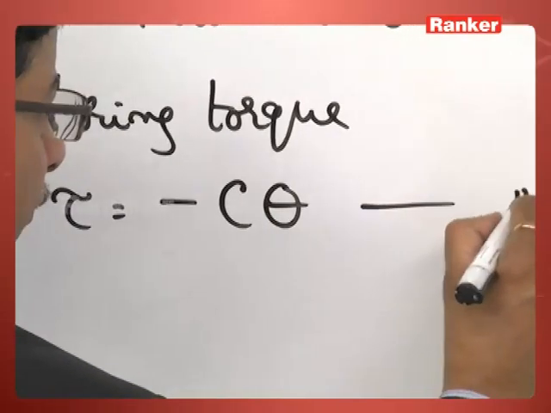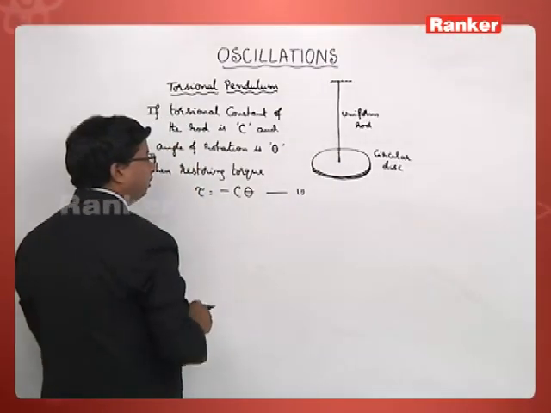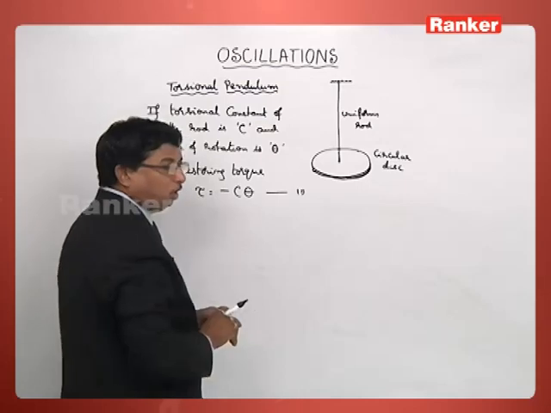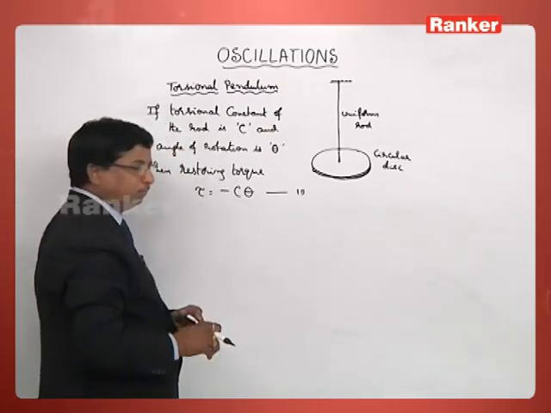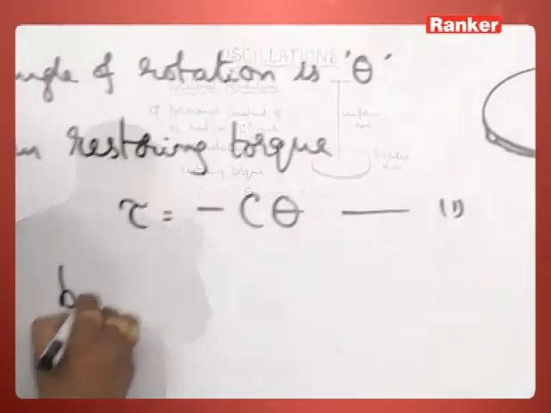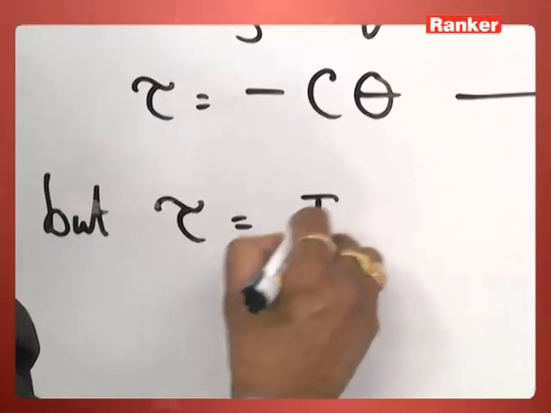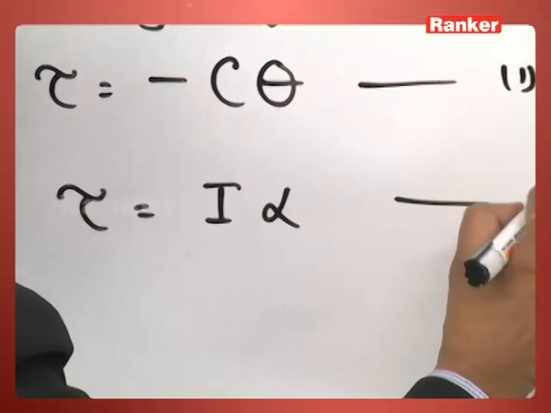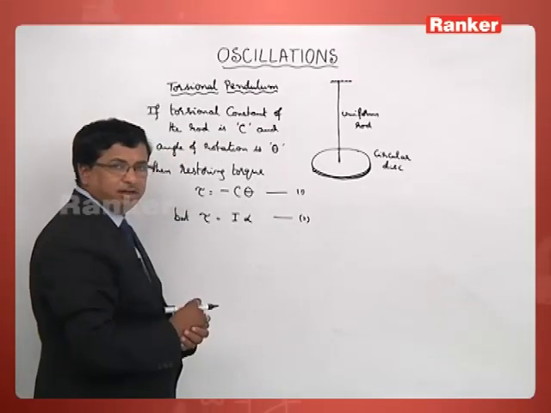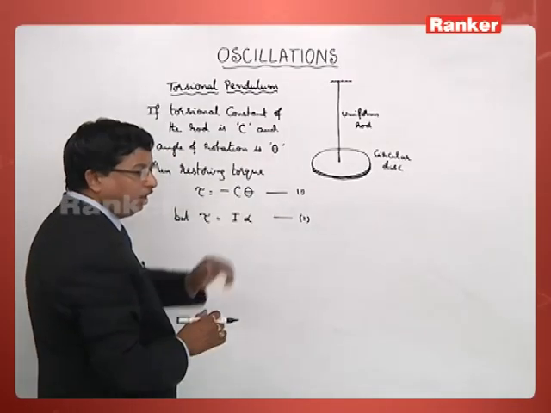So this is the basic equation one has to remember in the case of a torsional pendulum. But all of us know well, torque is equal to I alpha, where I again is moment of inertia, and alpha is angular acceleration.